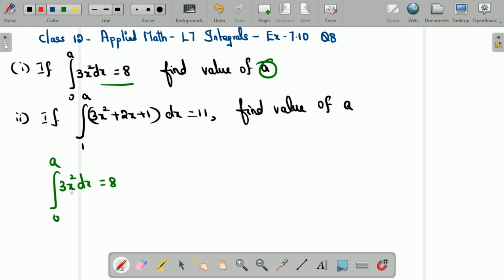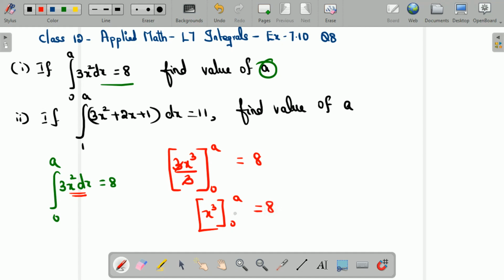So first let's integrate this particular expression. 3x squared, when you integrate, will become 3x cubed by 3 between the limits 0 to a, is equal to 8. So now this 3 and 3 you cancel out. So this is x cubed between the limits 0 to a is equal to 8. So let's apply the limit.